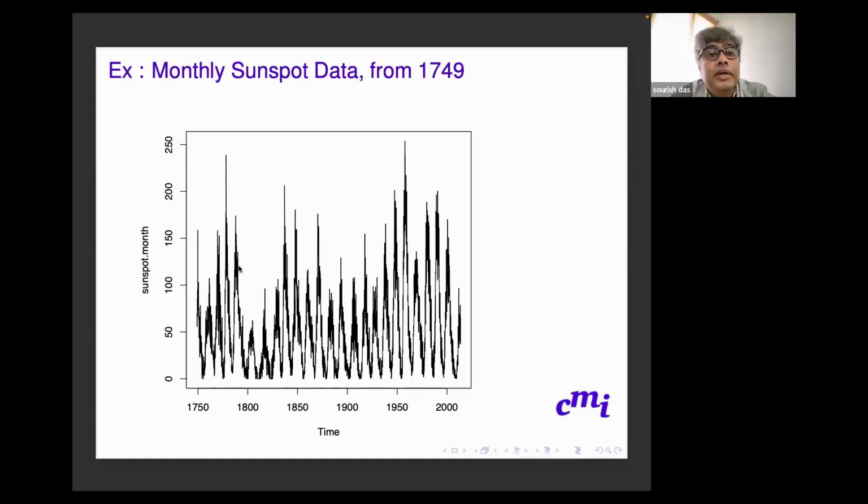This is a very different data set, monthly sunspot data from 1749. Every month's data, it's monthly data. So number of sunspots in every month. And you can see there is a clear sinusoidal behavior. It's going up, going down, going up, going down. When the number of spots goes up, it says the solar activity increases.